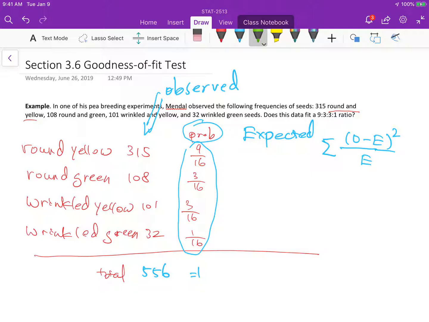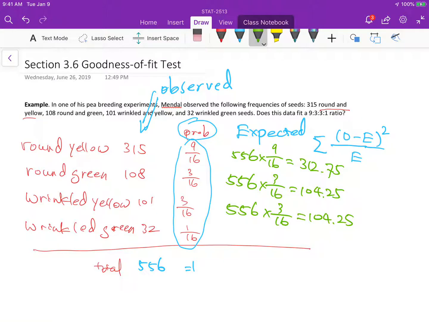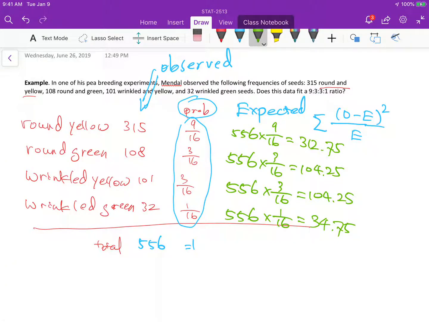For example, for the first category, it will be the total frequency times 9 over 16. This is the expected frequency, equal to 312.75, under the null hypothesis. For the second category, 556 times 3 over 16 is 104.25. Similarly, 556 times 3 over 16 is 104.25. The last category, the total frequency times 1 over 16, the assumed probability, equals 34.75.